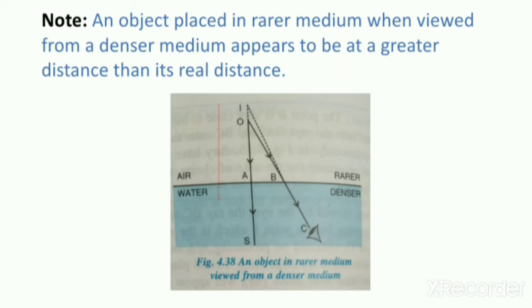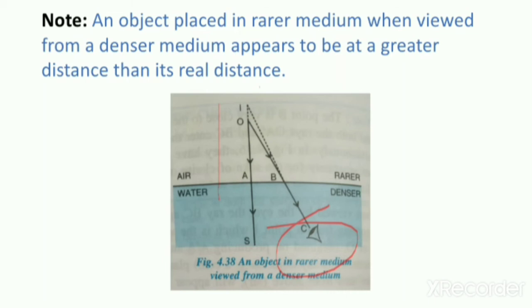Now from here, when you see the image of this O, it will appear to come from I instead of O. So you can see that the image is of greater height than its real height. Because of that, when we see any object from a denser medium and the object is in a rarer medium, it will look of greater height than its real height.